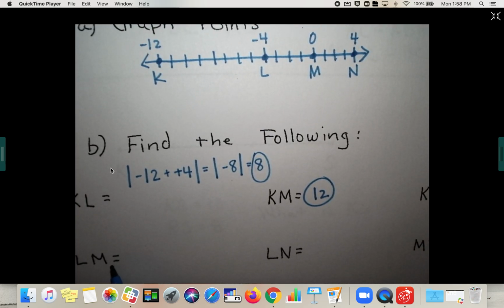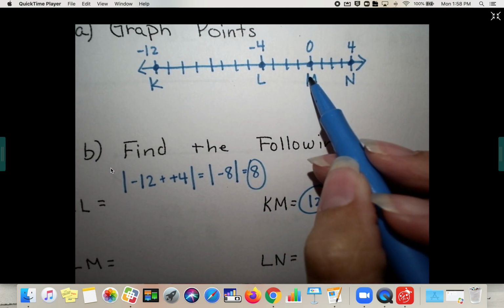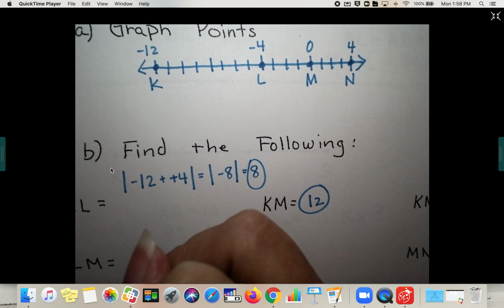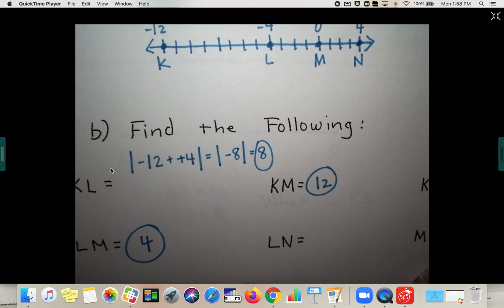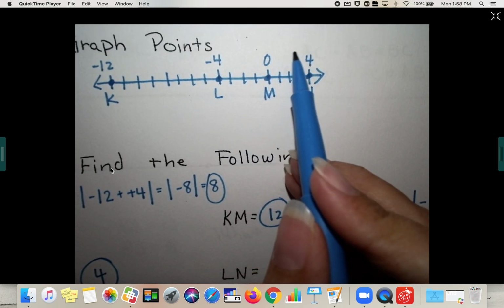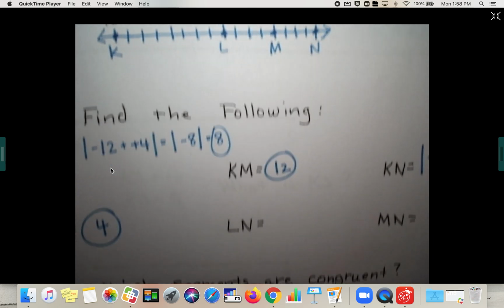Okay, the next one says LM. So this one's going to be easier, I think, just to count. So it's 1, 2, 3, 4. Again, you could have subtracted, used the absolute value, lots of different ways. LN, if we know this one was 4, this is 4 more, so that is a total of 8.